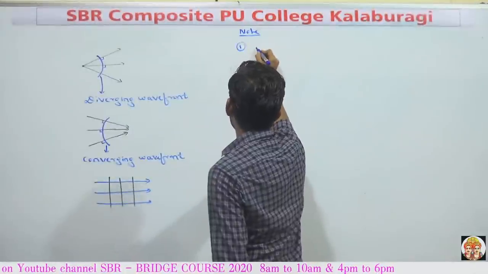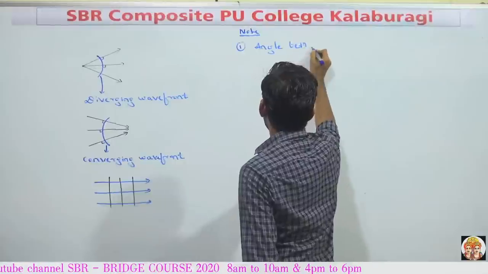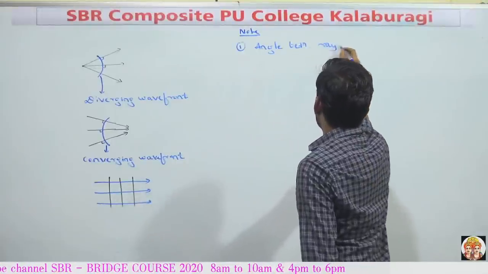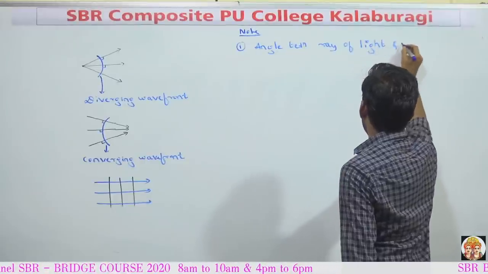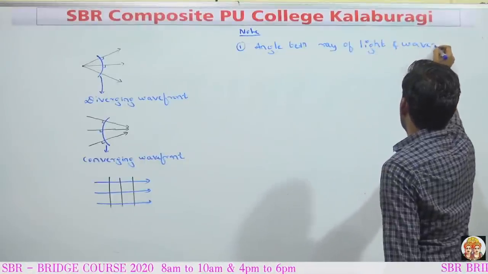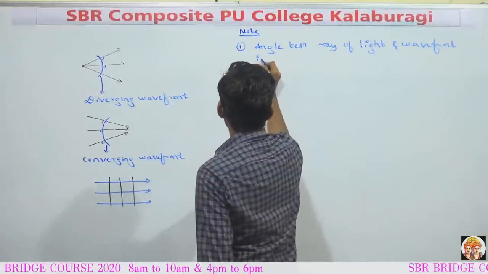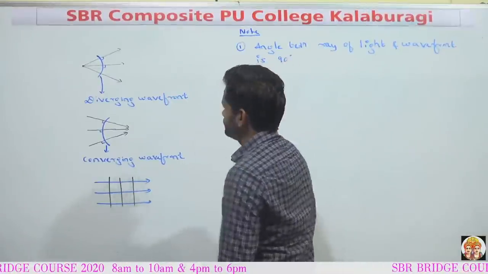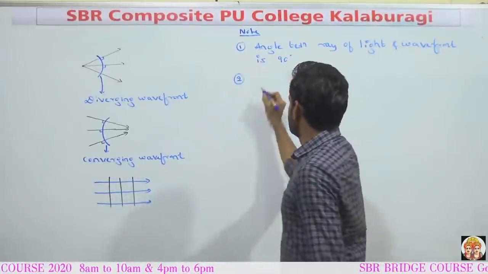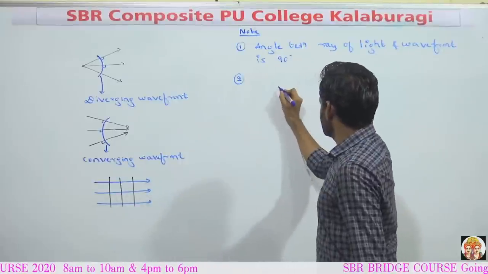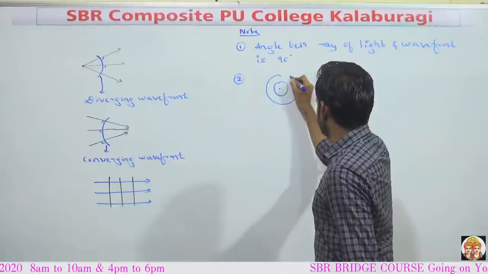First one, the angle between the ray of light and the wavefront is 90 degrees. Second, this one is the first wavefront, this is the second wavefront.